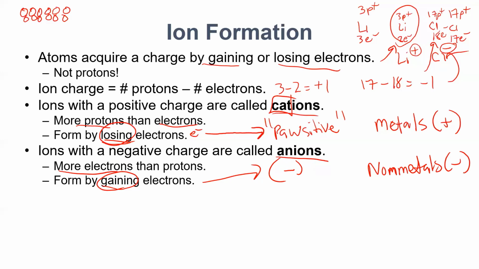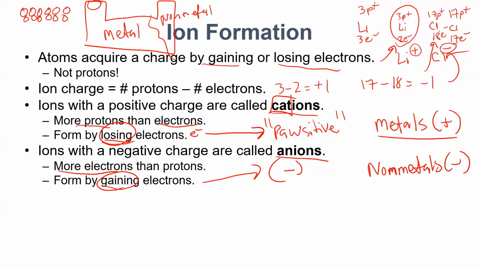So that's why the organization of the periodic table was so important, right? When we look at the periodic table, there was that little staircase. Everything to the left of it was a metal, obviously except hydrogen, and everything to the right was a non-metal. So now we know that metals, which are to the left, are going to form positive charges, and non-metals to the right of that staircase are going to form negative charges.